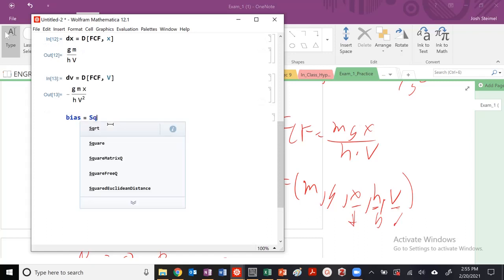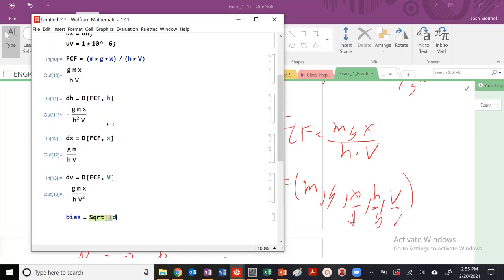So I can do my bias now. My bias equals the square root of d dh times uncertainty in h divided by FCF, squared, plus dx times ux divided by FCF, squared, plus dv times uv divided by FCF, squared. So again, this gives everything in terms of my fraction.